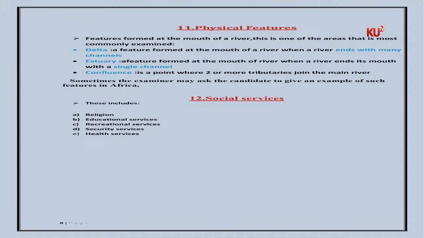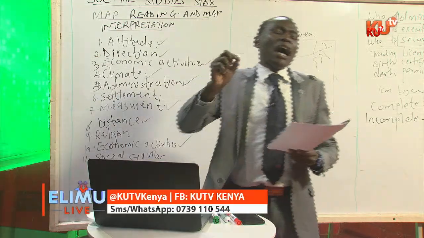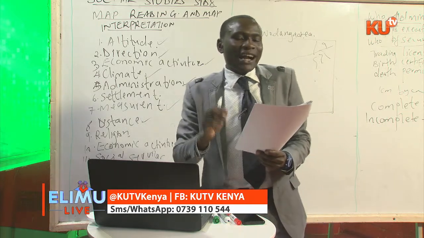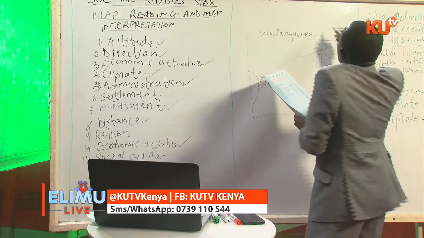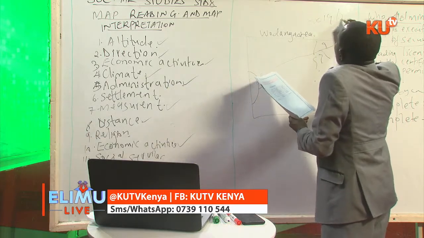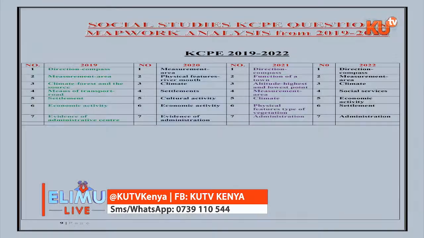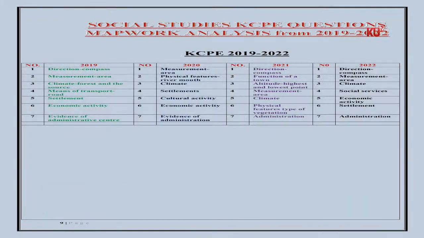Learners, as we come to a conclusion, we want to look at how KCPE has been setting these questions on map work. Let us look at map work analysis, starting from 2019 to 2022. If you observe keenly on your screen, you will find direction, measurement, climate, means of transport, settlement, economic activities, and evidence of administrative center.